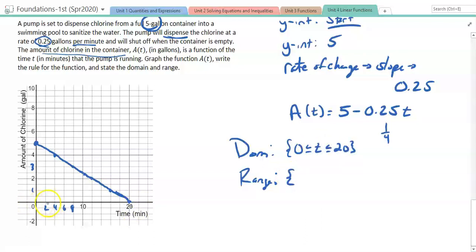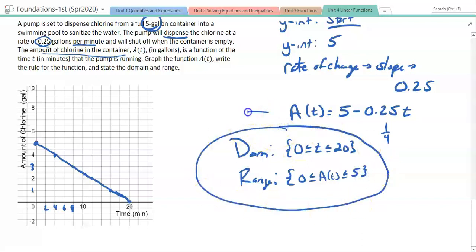And my range, I'm going to end up with 0 gallons in it, right? And A of t here is our y. And where did we start? We started at 5 gallons in the container. So this is my domain and range. This is the function. And my graph is here.